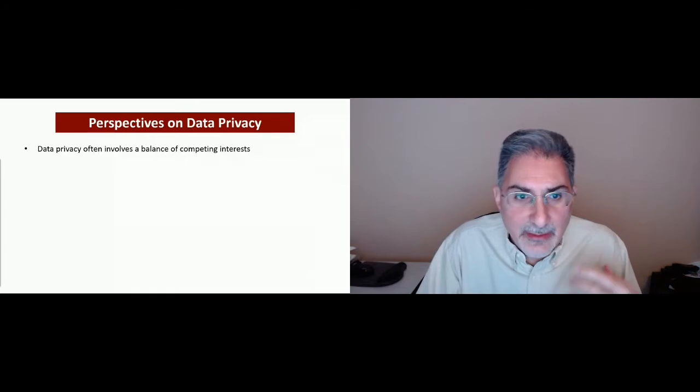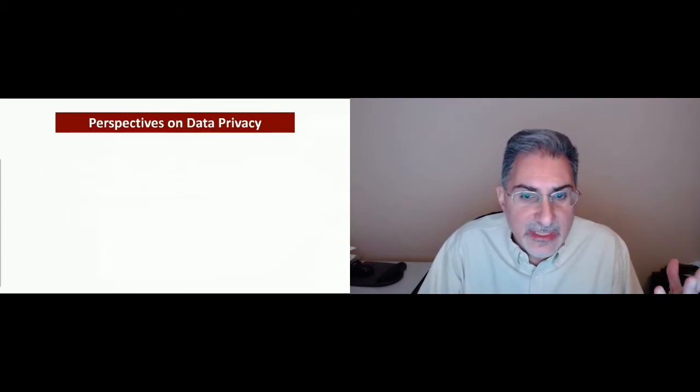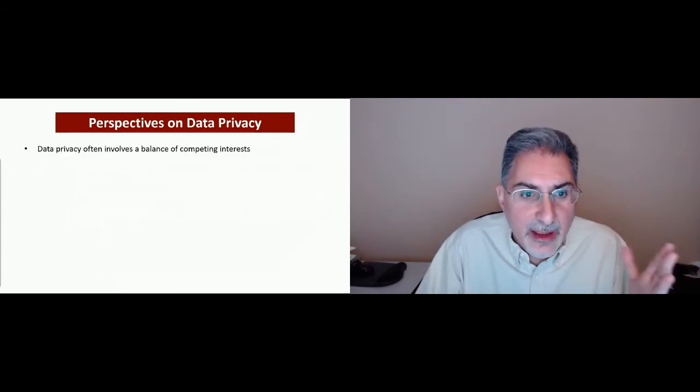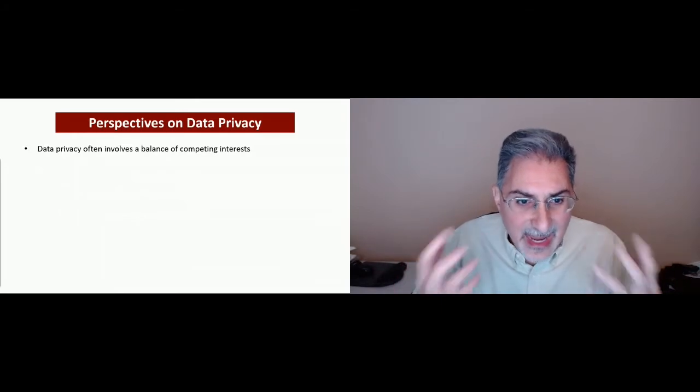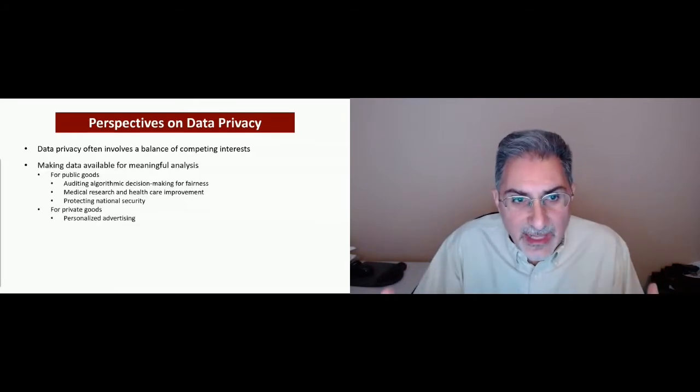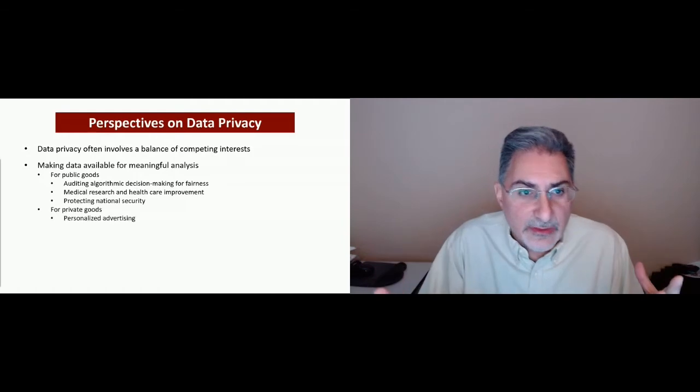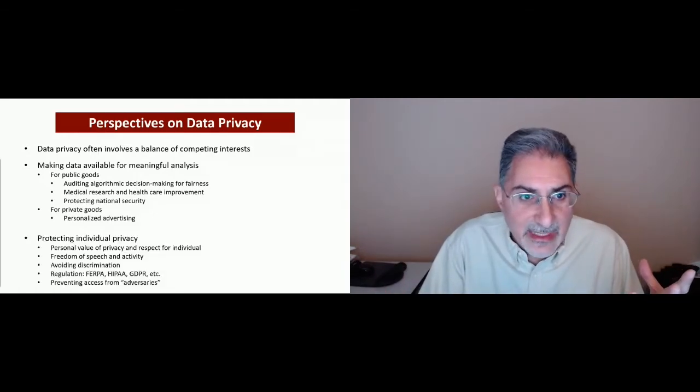And in terms of thinking about the perspectives on privacy, we need to understand that privacy is really about balancing competing interests. It is not an absolute in itself. And to balance those competing interests, we need to understand what they are, right? So oftentimes you want to make data available.